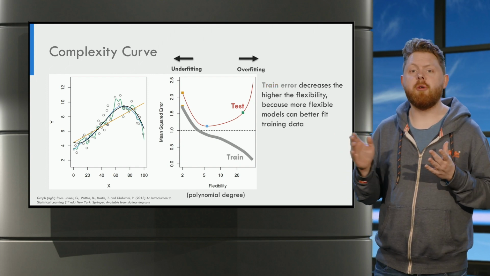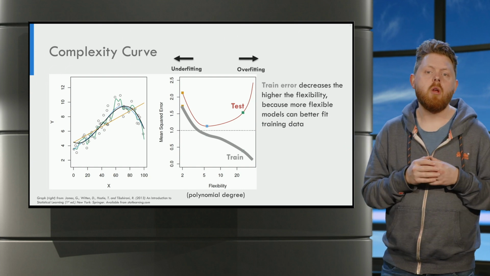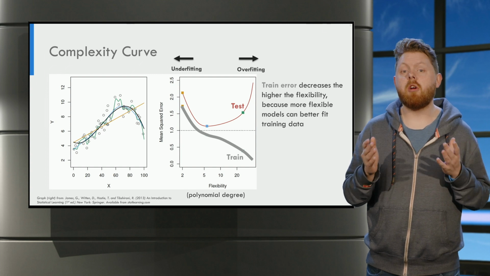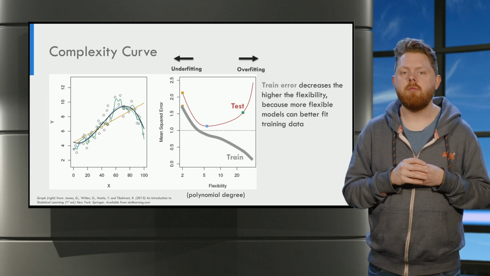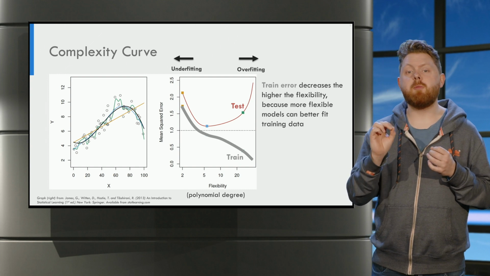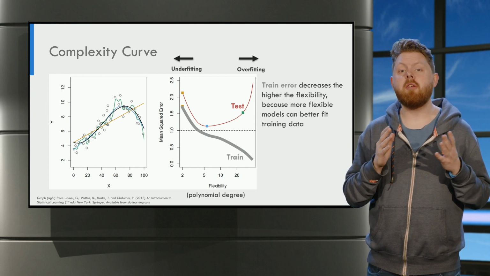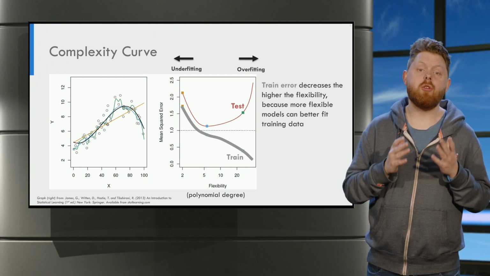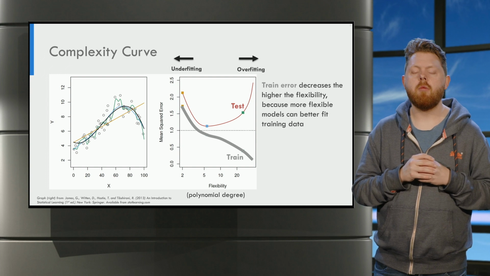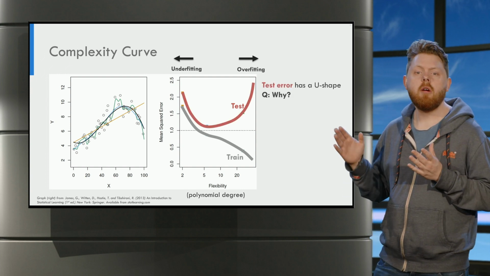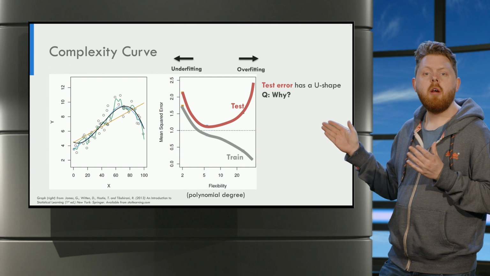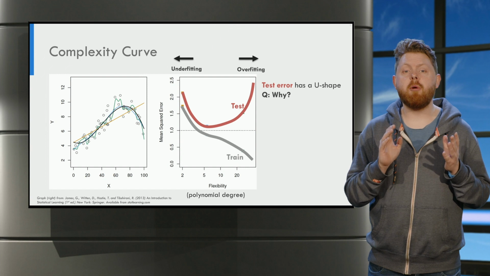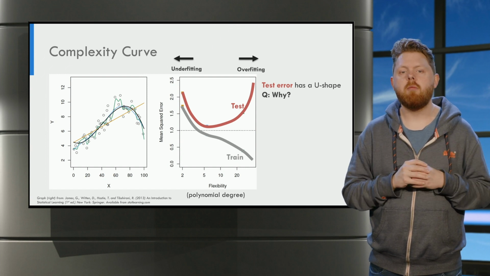Now let's discuss some of the trends that we observe. We see that if we increase the flexibility, the training error, the gray line, decreases. This is in line with our expectations. The more complex your model, the better it can fit the training data. Therefore, the training error goes down. On the other hand, for the test error, the red line, we see a U-shape. This U-shape is also the typical shape that we expect to see.